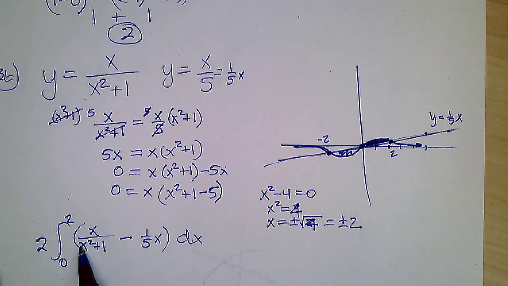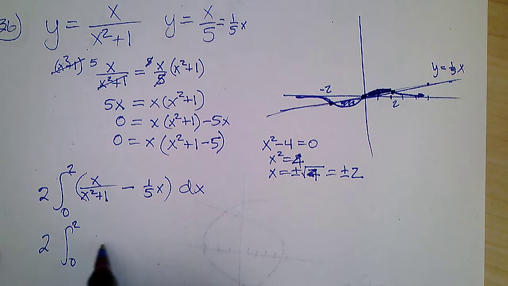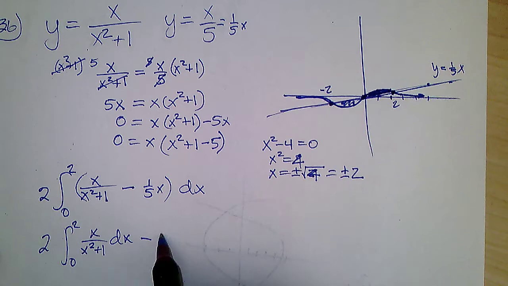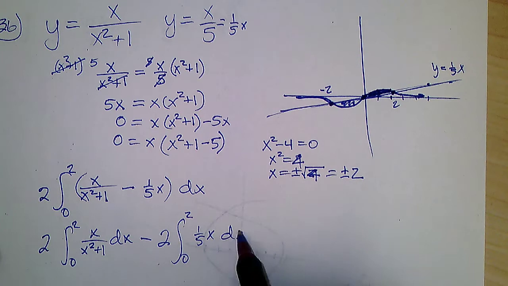And this is pretty easy to integrate, and since these are subtracted and there's no square, I can separate this. So I'm going to make it 2 times the integral from 0 to 2 of x over x squared plus 1 dx minus 2 times the integral from 0 to 2 of 1/5 x dx.